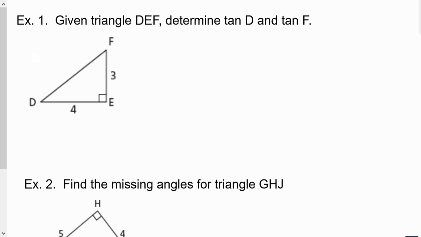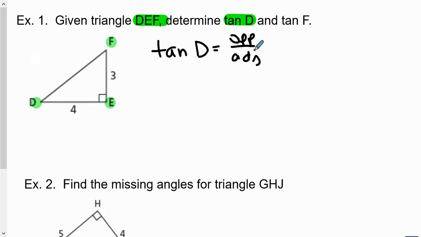All right, so here we have triangle DEF, named because it goes from angle D to angle E to angle F, or vertex D to E to F. Determine tan D, so determine the ratio of the sides that are opposite and adjacent from angle D, and determine the ratio of the lengths that are opposite and adjacent from angle F. So let's do tan of D first. So first thing, I'm going to write my formula. Opposite over adjacent.